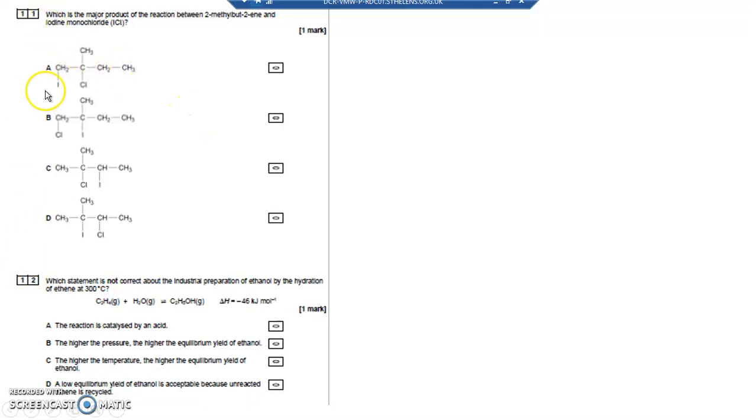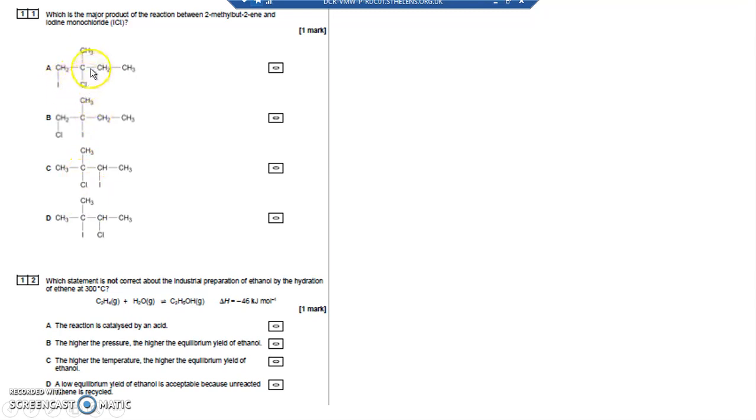Questions 11 and 12, both are quite tricky actually, especially question 11. So what have you got? What's the major product of the reaction between 2-methyl-butene and iodine monochloride? So 2-methyl-butene. Before this has reacted, it's had a double bond between carbon number 2 and carbon number 3. So this is carbon number 2, 2-methyl, there's the methyl group. Butene, so it's had a double bond here.